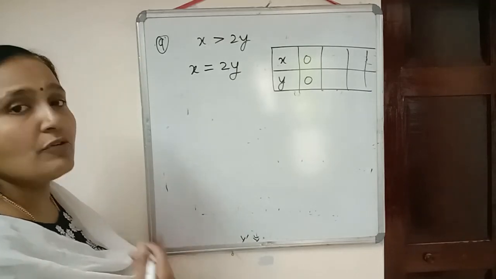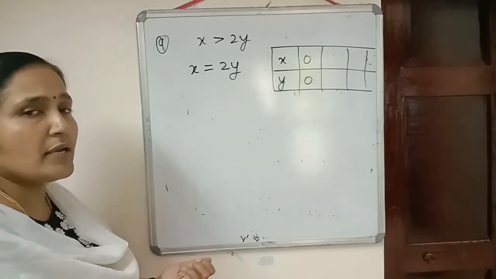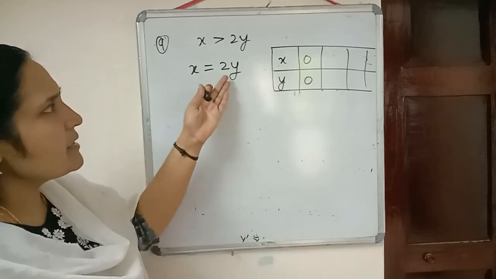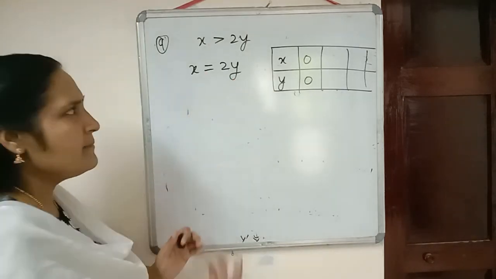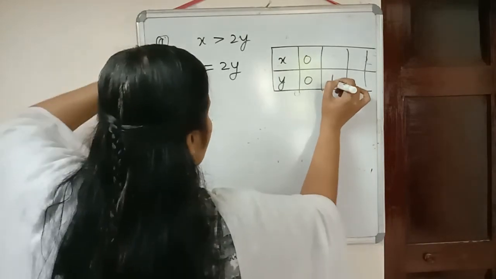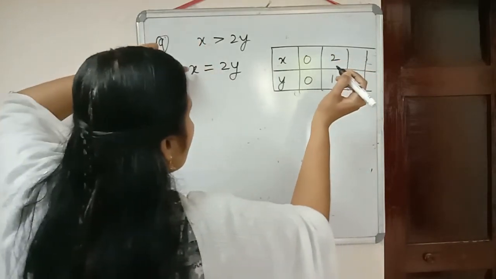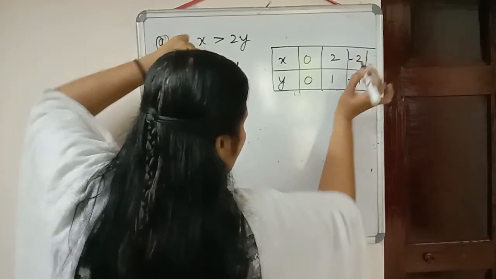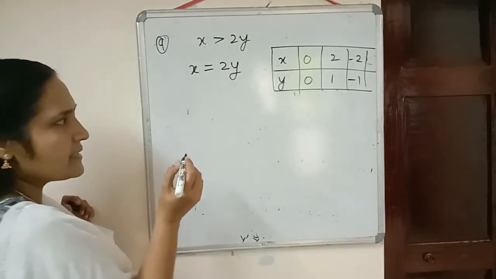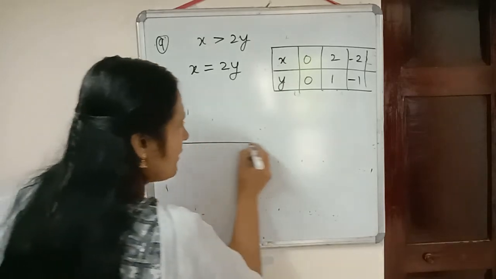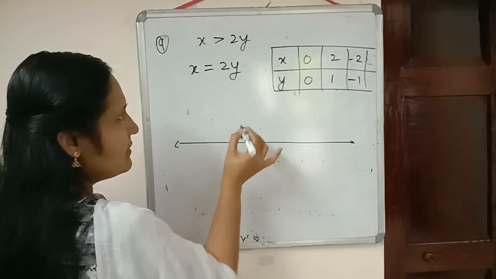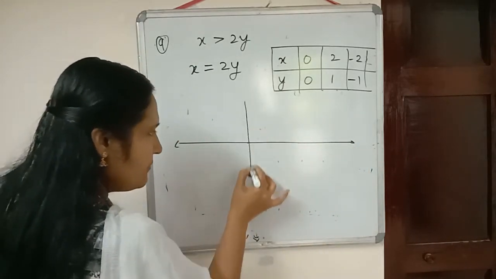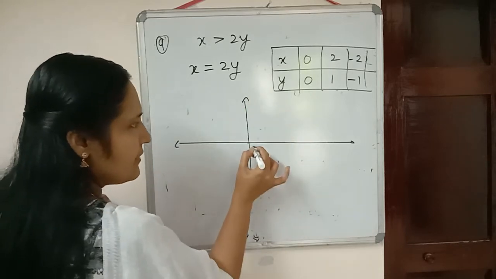Now we can check how to substitute so that our calculation will be easy. We can substitute some values for y only. Put y is equal to 1, then x will be equal to 2. Then put y is equal to minus 1, then we will get x is equal to minus 2. That much is enough. Now we will draw the graph. For y we need only till 1 and minus 1, so a small scale is enough.